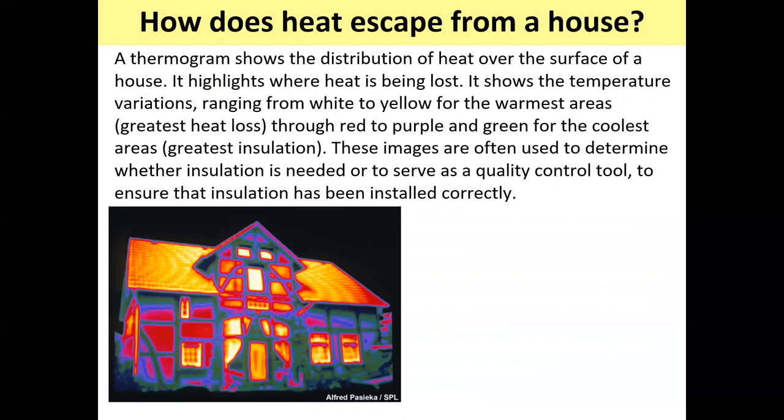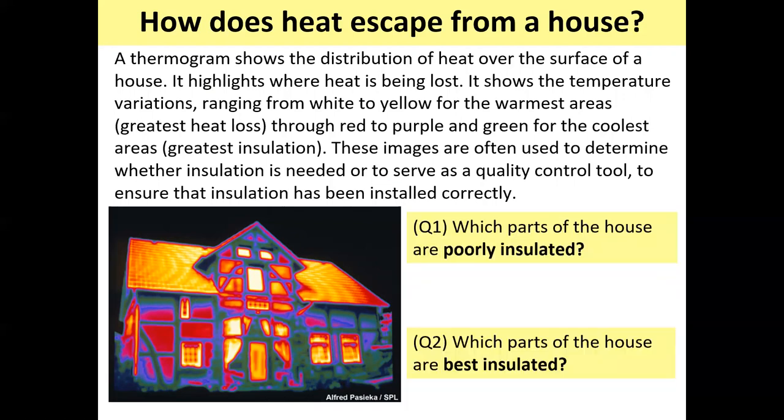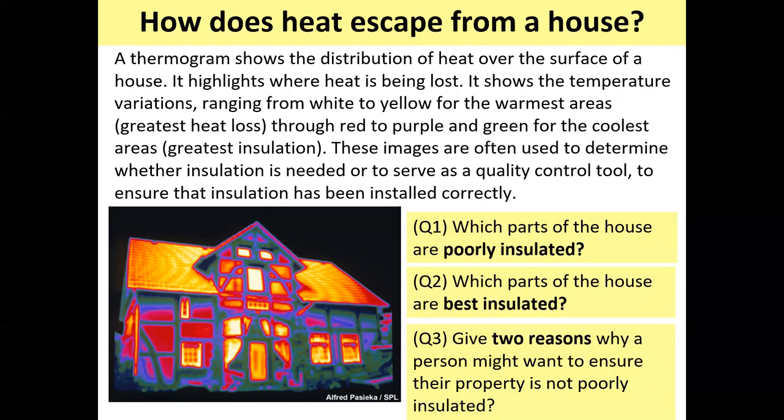So what I would like you to do is try and answer these three questions. Looking at that thermogram, which parts of the house are poorly insulated? Which parts of the house are best insulated? And then question three, give two reasons why a person might want to ensure that their property is not poorly insulated.